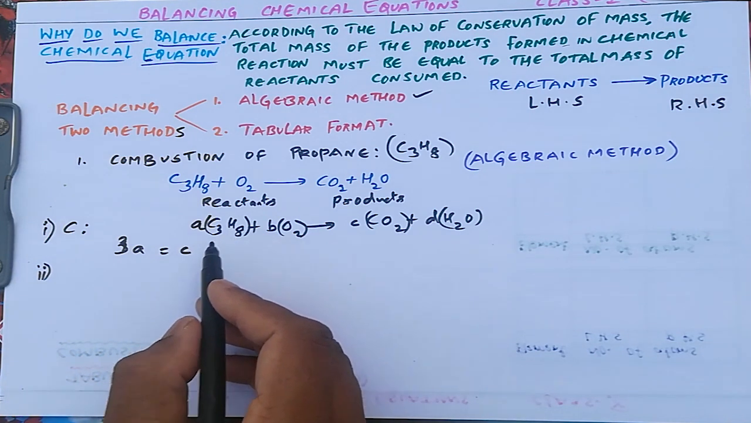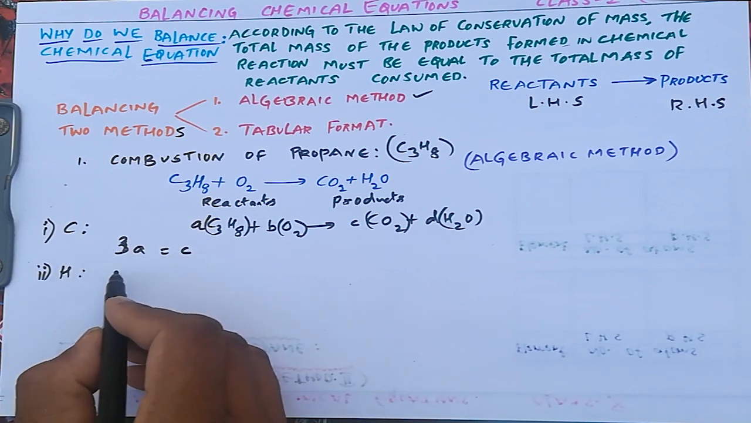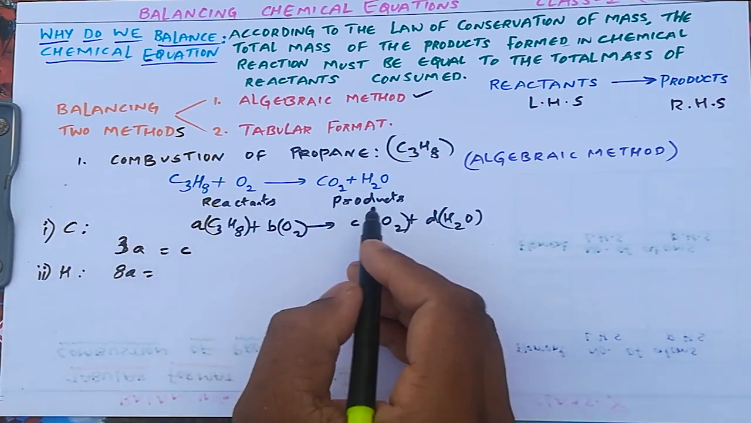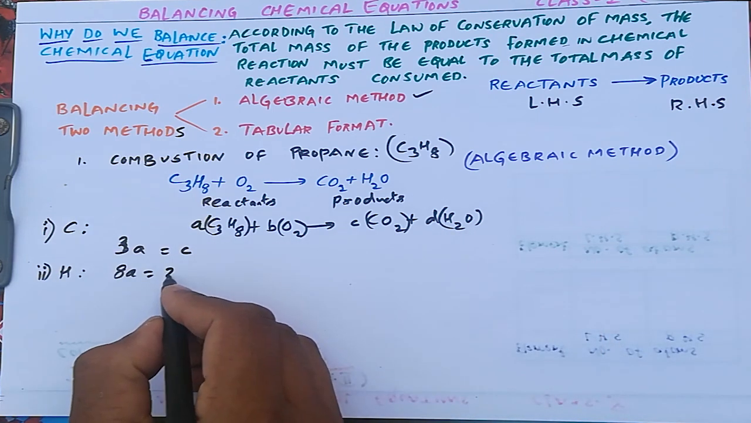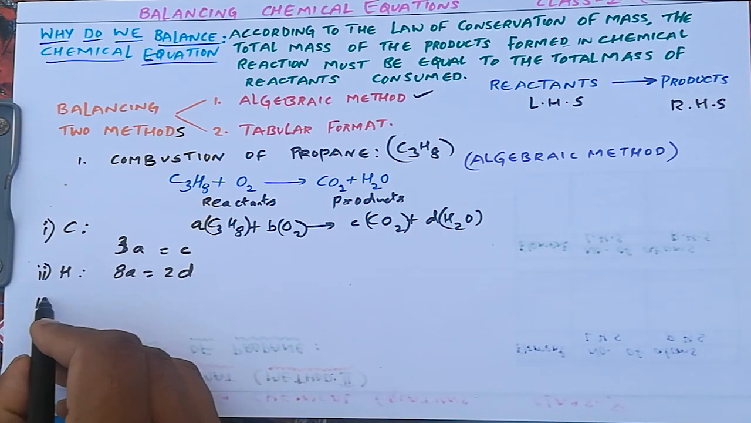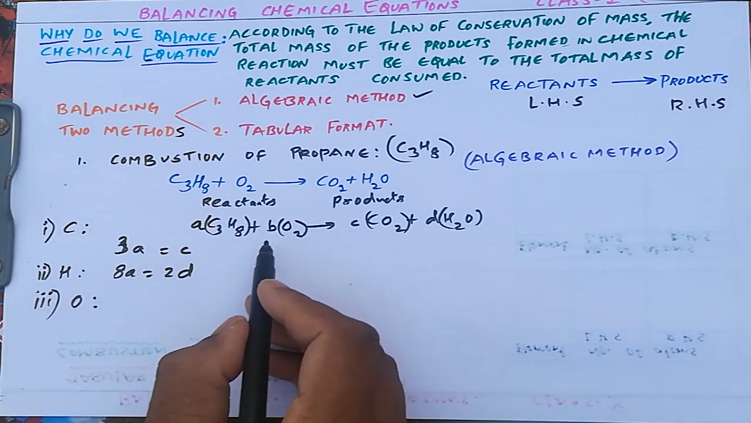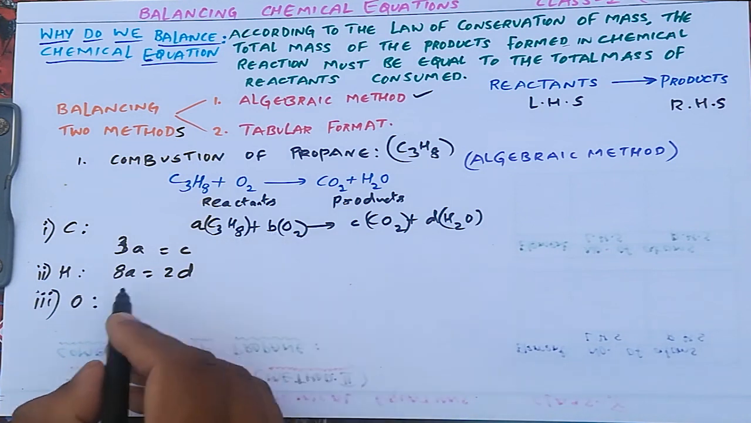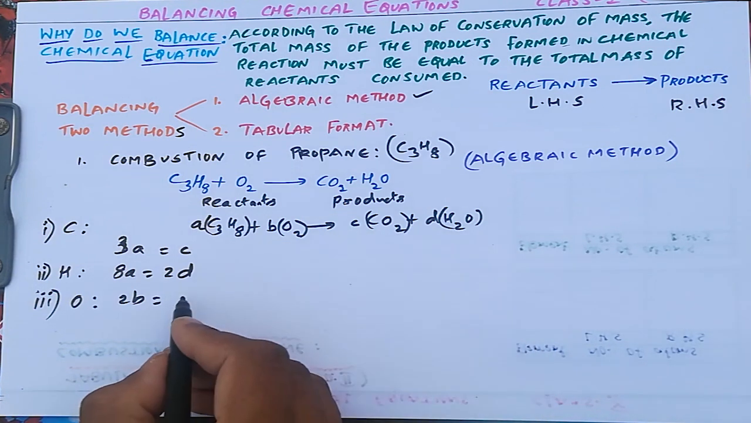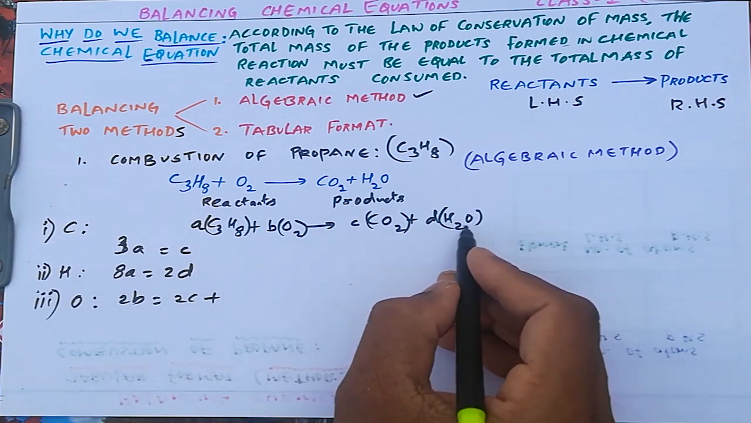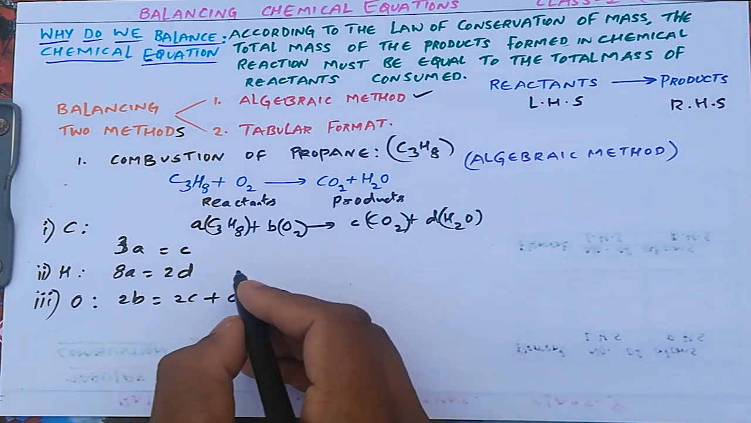Then for hydrogen we have 8 moles of hydrogen, so 8A, equal to 2 moles of hydrogen here, so 2D: 8A equals 2D. Then for the third one, oxygen: here 2 into B, 2B, equal to 2 moles of C, that is 2C, plus D: 2B equals 2C plus D. Okay, I wrote the equations.